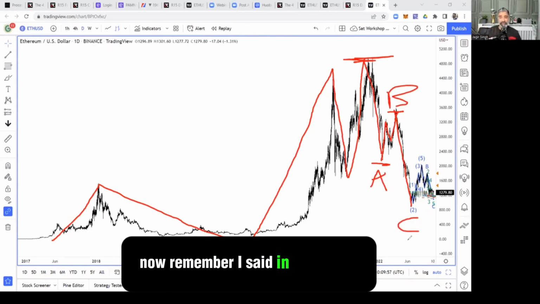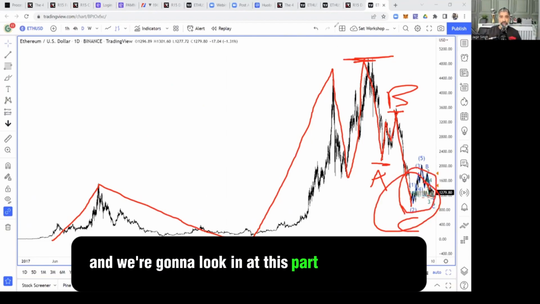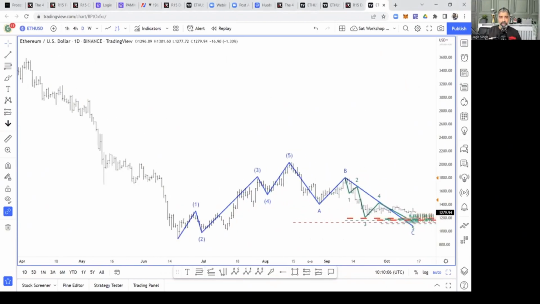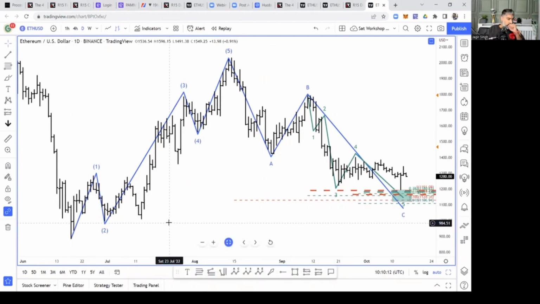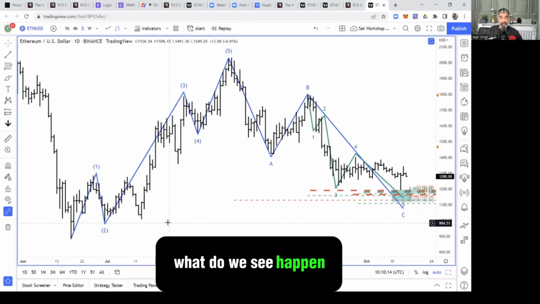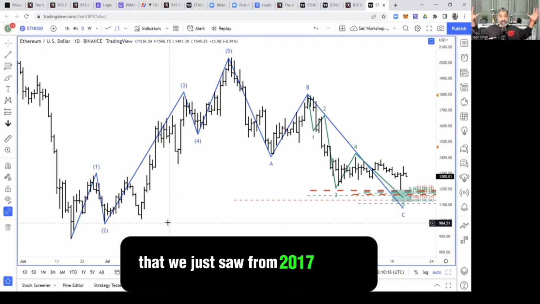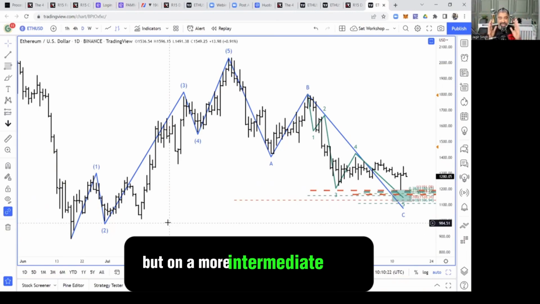Now remember what I said in the theory, we zoom in over here and we're going to look at this part of the market. So now let's just zoom in over here on the recent price action since, was it June 18th? What do we see happen? Well, it's almost the exact same thing that we just saw from 2017 to now, happening all over again, but on a more intermediate scale.